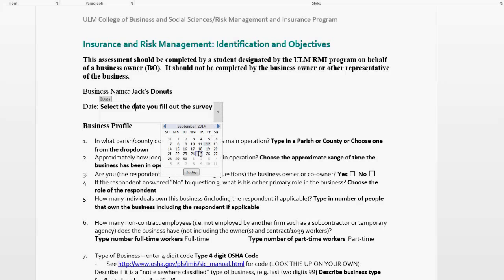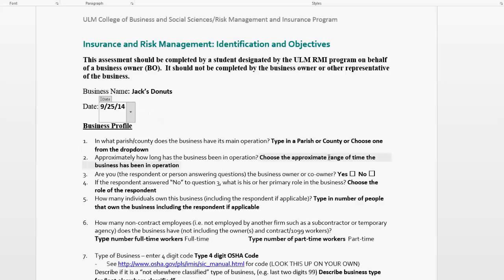Next thing, you're going to select the date, and I'm not very picky about this. If you actually surveyed the business owner a week before that, that's fine. Just select the date that you're actually filling in the survey, and notice there's a prompt for you.